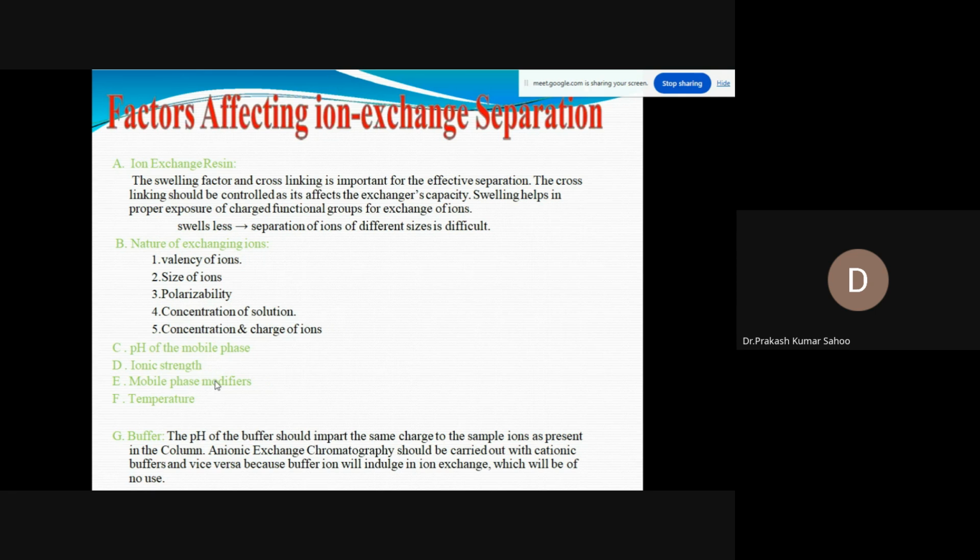Okay, so I just read out: the pH of the buffer solution should impart the same charge to the sample ion as is present in the column. Anion exchange chromatography should be carried out with cationic buffer and vice versa. So this is just the opposite one. Cationic buffer means the basic buffer, and anionic buffer means the acidic buffer. Otherwise the buffer ion will indulge in ion exchange. It will be of no use. So these are some factors which are affecting your chromatography technique.